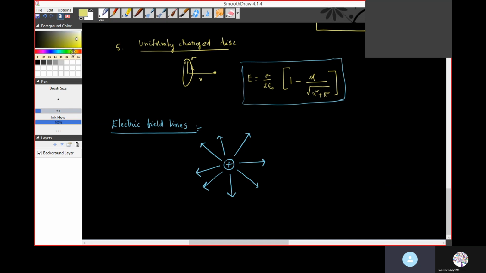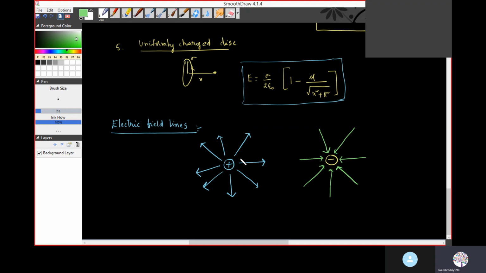Now, if I take a negative charge and a positive charge is kept here, then it attracts. So if I place the negative charge here, it will attract. If I place it here, it will get attracted. It gets attracted like this.